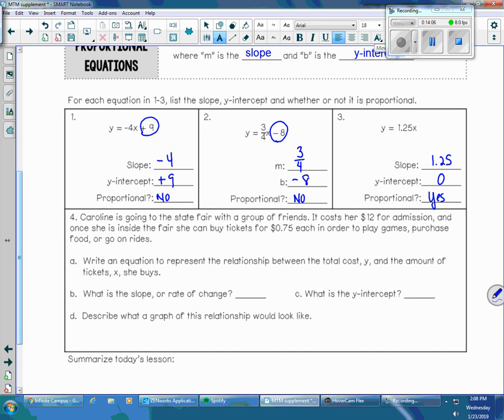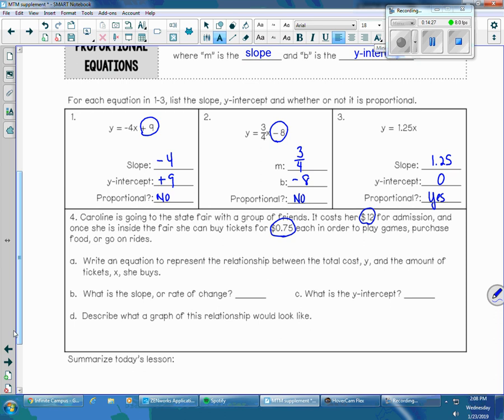Caroline is going to the state fair with a group of friends. It costs her $12 for admission. And once she is inside the fair, she can buy tickets for 75 cents each in order to play games, purchase food, or go on rides.